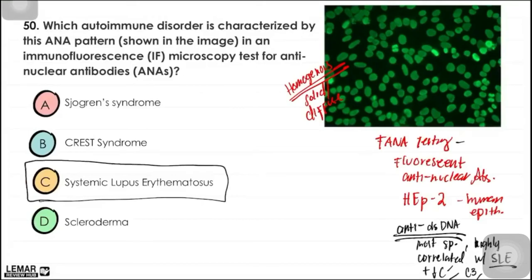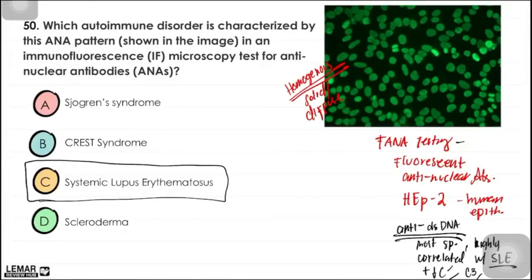Sjogren's syndrome can also be seen here, but in a much larger population it is more encountered among SLE patients, accounting for the high presence of anti-dsDNA. The peripheral, speckled, and nucleolar patterns can also be seen in Sjogren's syndrome.